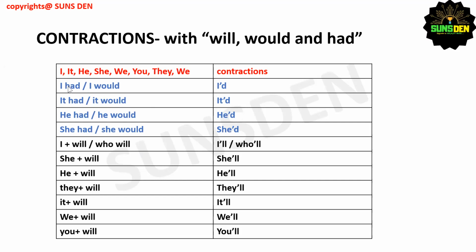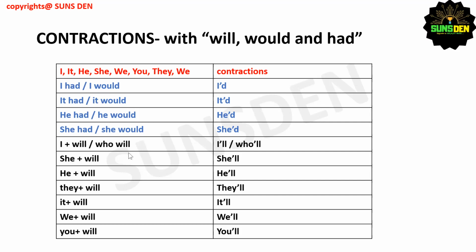Now let's see. I had and I would both have the same contraction, that is I'd. It had and it would both have the same contraction, it'd. He had and he would both have the same contraction, which is he'd. She had and she would have the same contraction, which is she'd.